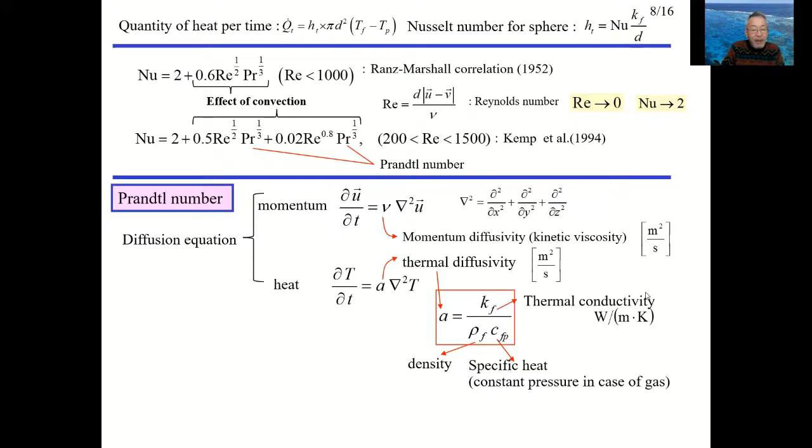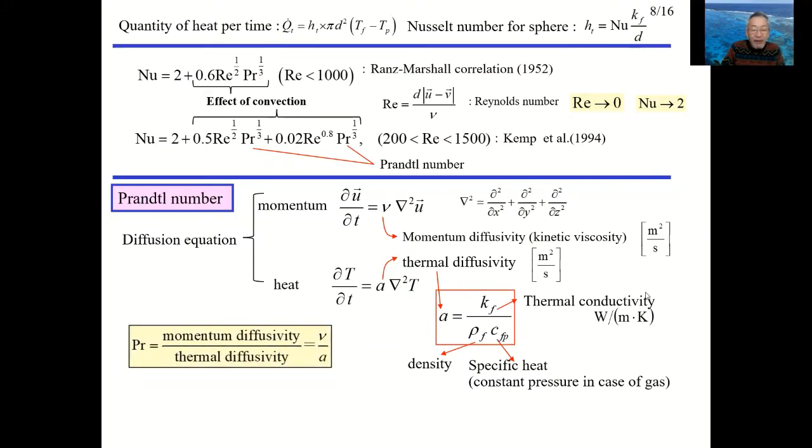frame. The Prandtl number is defined as a ratio of the momentum diffusivity to the thermal diffusivity. Substituting the expression of the thermal diffusivity in the red line frame, the Prandtl number is given by the expression in the second yellow frame.